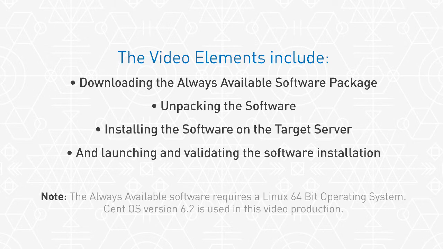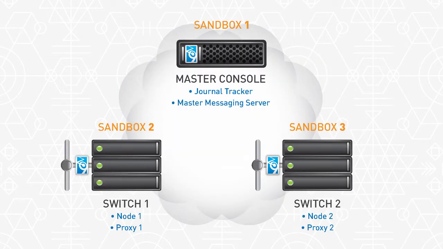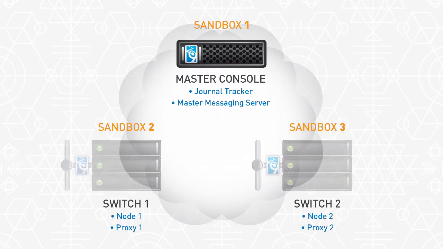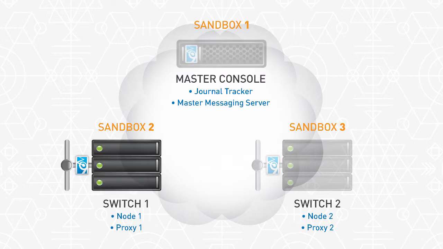As a note, the always available software requires a Linux 64-bit operating system. CentOS version 6.2 is used in this video production. The standard configuration of the always available architecture is comprised of 3 components: the master console, identified here as Sandbox 1, and 2 additional nodes that provide switching and proxy services, identified as Sandbox 2 and Sandbox 3.